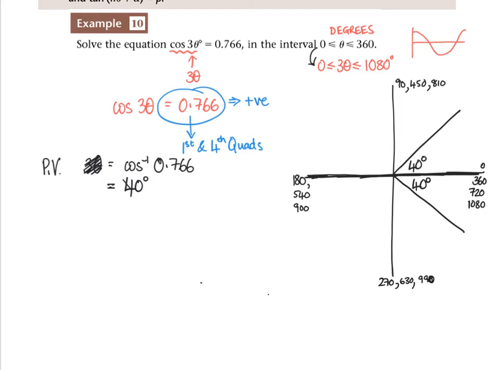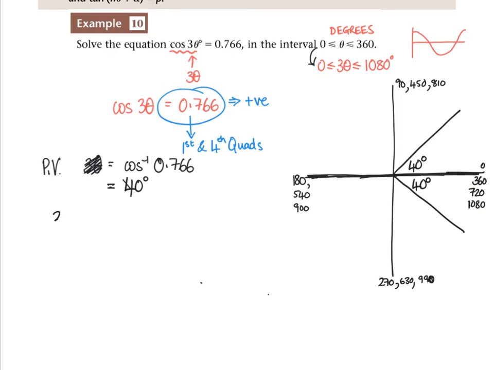When we go past, the first one is 40, then we'll go round again, so it'll be 360 add 40, then when we go round again it's 720 add on 40. So that's our 3 angles in the 3 revolutions, and then we've got 360 minus 40, then 720 minus 40, then 1080 minus 40. So we're going to get 6 angles altogether, which is what we would expect because we're getting 3 times as many answers.